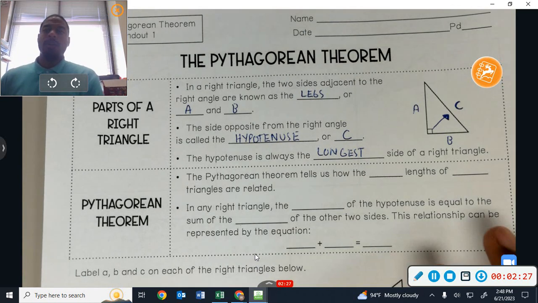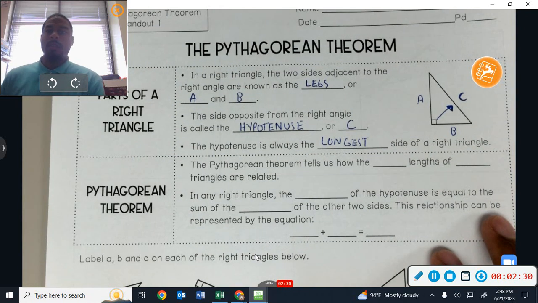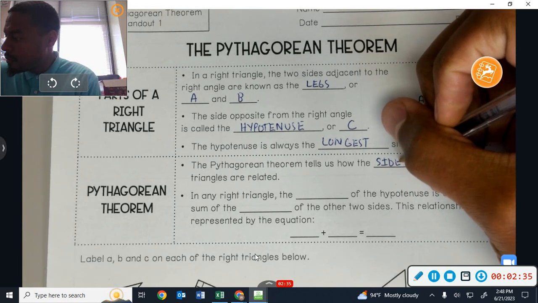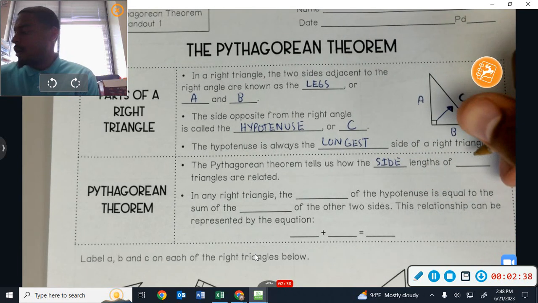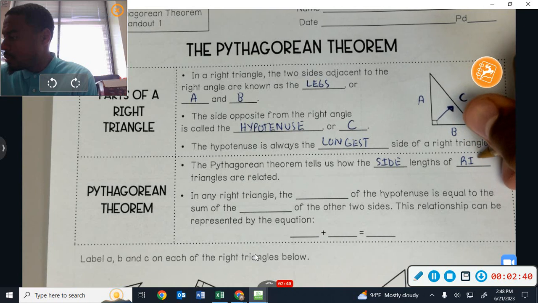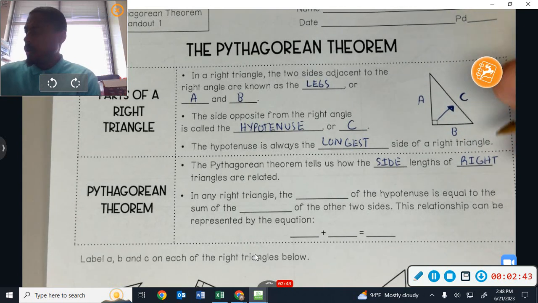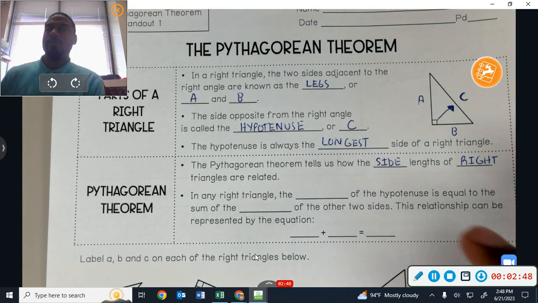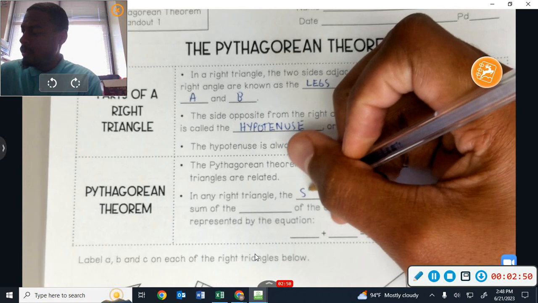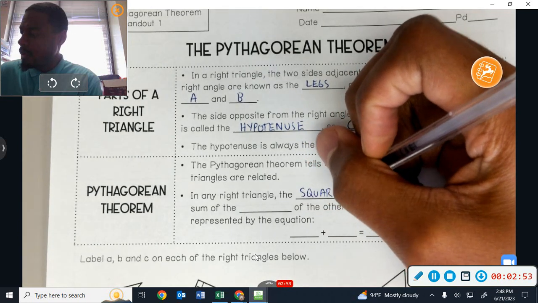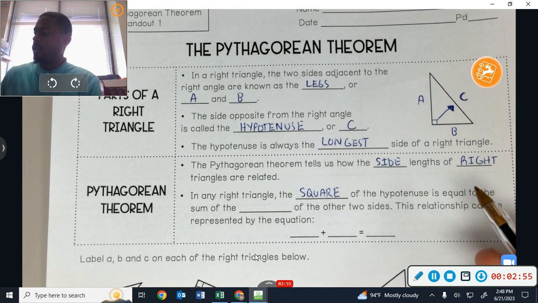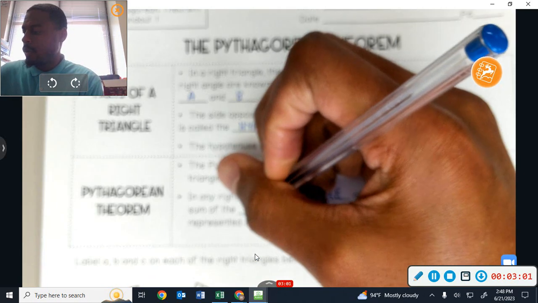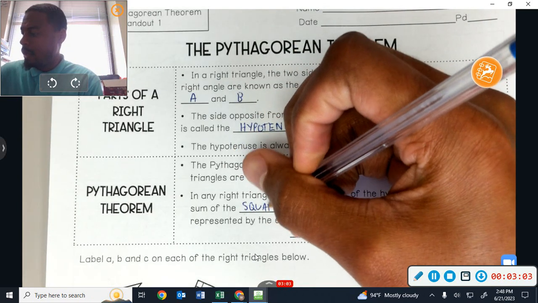Now, the Pythagorean theorem tells us how the side lengths of right triangles are related. In any right triangle, the square of the hypotenuse is equal to the sum of the squares of the other two. And I will let you know what I mean by that.